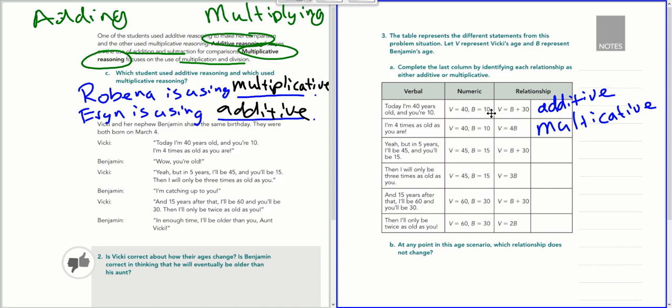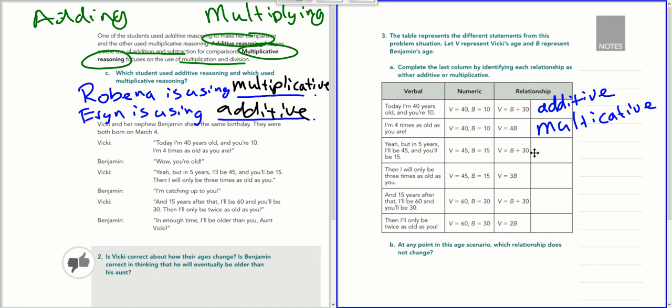The B, which would be 10 plus 30, would give us our 40. Since we're adding, this is going to be an additive relationship. All right? And then here, if we take his age, B, which is 10, and multiply it by 4, because she says, I'm 4 times as old as you are. So 10 times the 4 is going to equal 40. So we're multiplying, so this is going to be multiplicative.